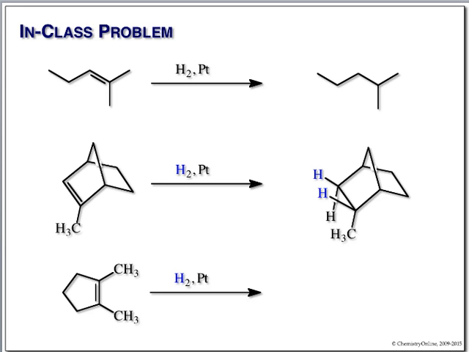Go ahead and draw our 1,2-dimethylcyclopentene reduction product. All we have to do is show both hydrogens on the same side of the ring.